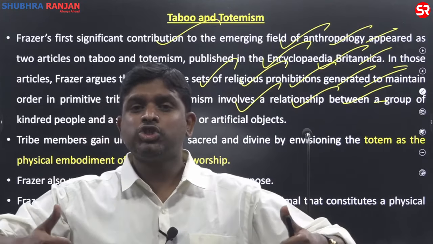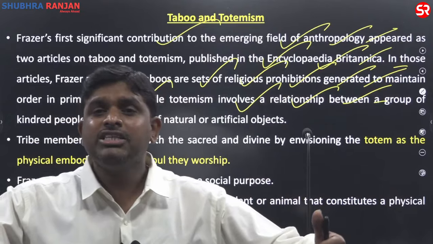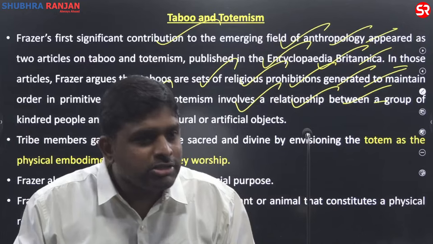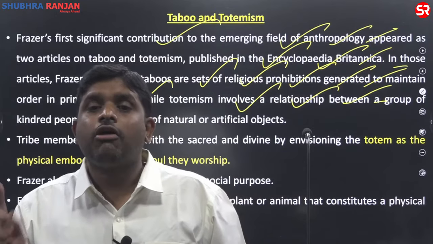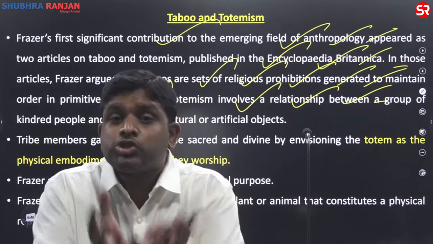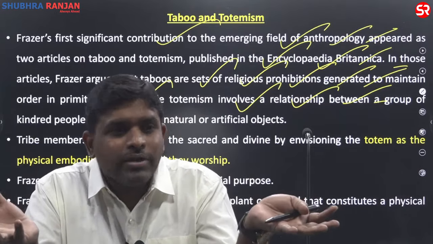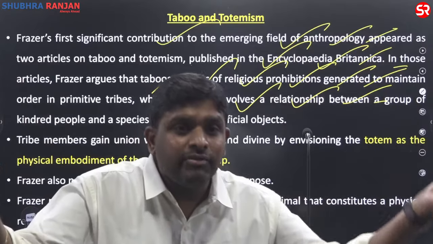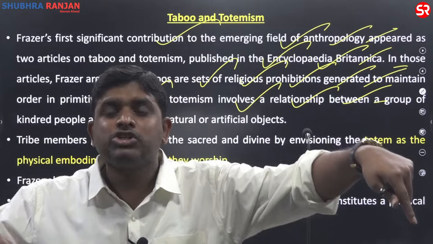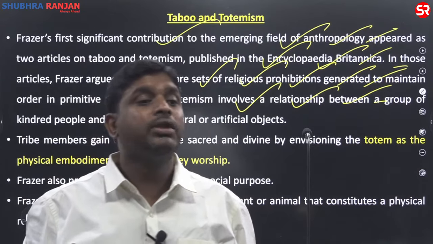Because of that, the family as a social institution is evolving, and the family is the foundation of society. Why? Because the family is happy. Why is the family happy? Because the mother can trust the son, or the father can trust the daughter, or the brother and sister can trust each other. So the family is evolving. When the family evolves, then society will evolve. So society's evolution is because of the taboo. That taboo is called the incest taboo. I said it with an example.